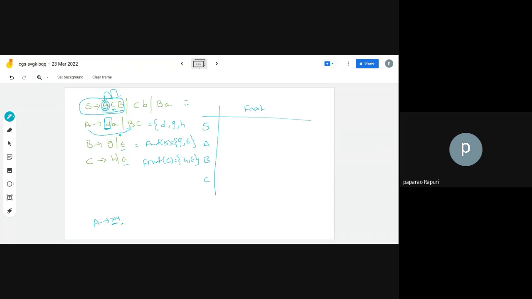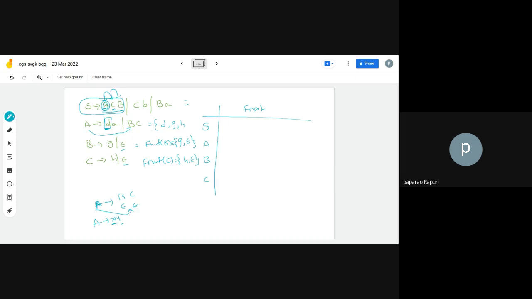Here we'll get G, H. So these are the two things of A derives dA. First, suppose A is deriving B and C. Suppose if you replace B with epsilon, C with epsilon, so indirectly A is producing epsilon.